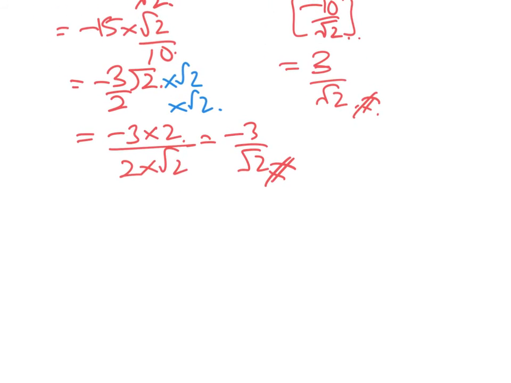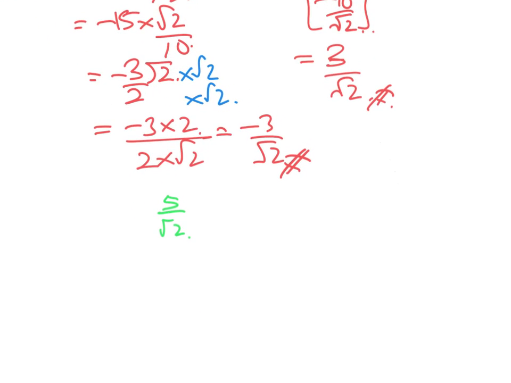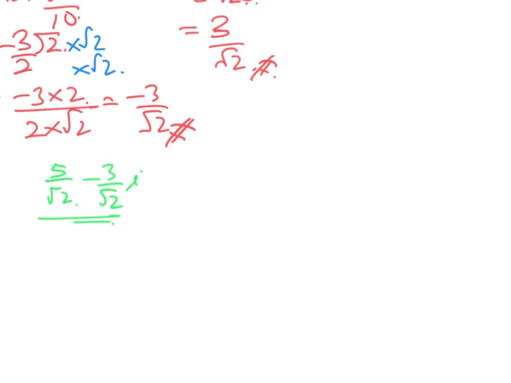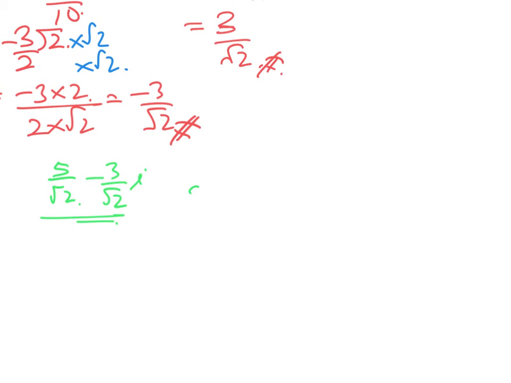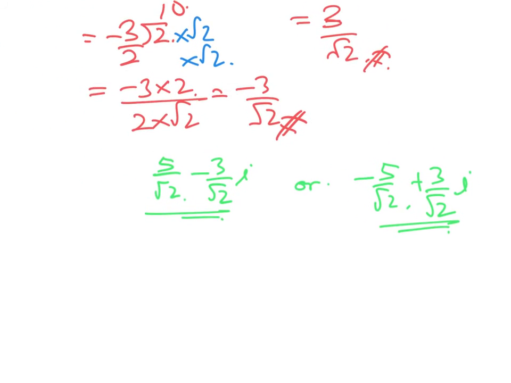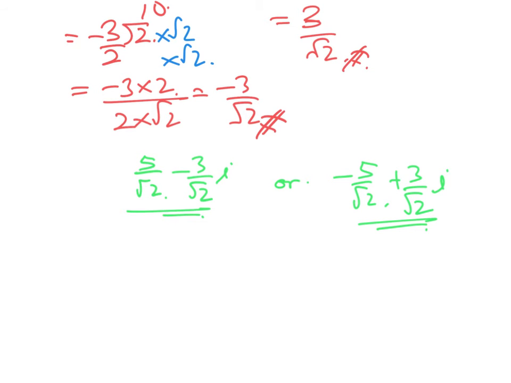So therefore, how many values do we have? We have a, which is 5 over 2, and from there I have b as negative 3 over 2 i. Okay, that's your first root. Then the second root, a is negative 5 over 2, and from there I have got positive 3 over 2 i. Okay, so these are our two values for the roots.